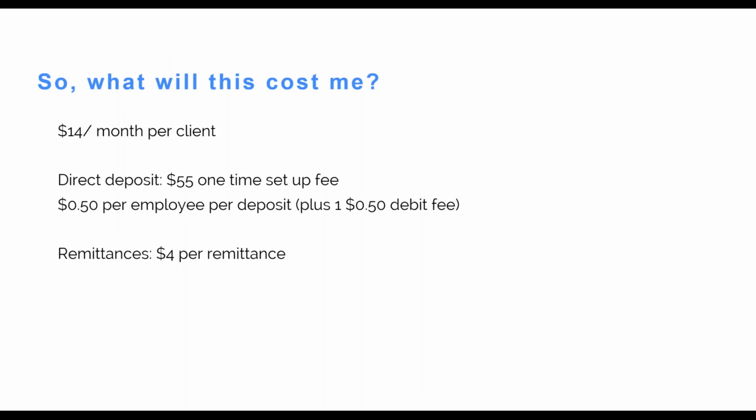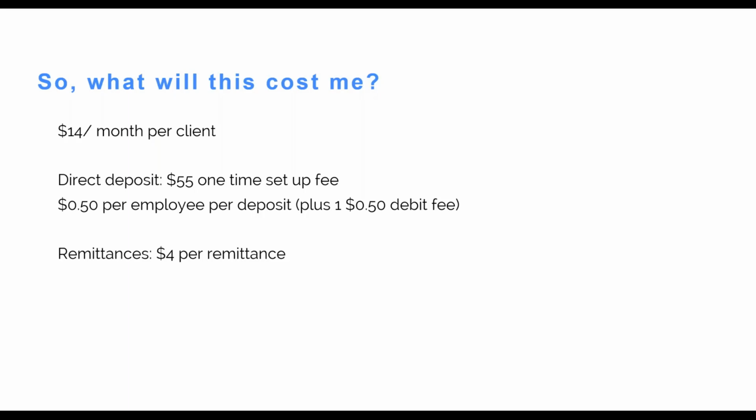An accountant plan within Payment Evolution is $14 a month per client. There is a 2-client minimum, so you're looking at a $28 a month minimum. That is just per month, not per pay run, per month. If you want to have your client set up for direct deposit, there's a one-time setup fee of $55. After that, you will not see that fee again unless there's a bank account change.